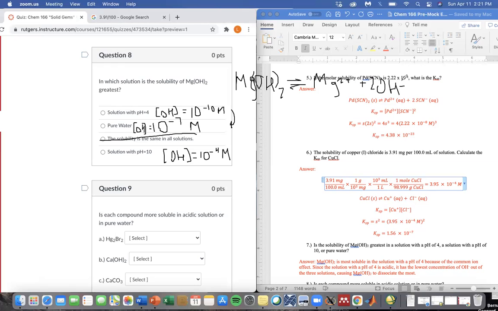If you have a greater concentration of this, which way is the reaction going to shift if you have more of the OH minus? To the reactant side, right? Yeah, it'll shift to this side, and this is the solid side. And so it's going to actually dissolve less. And so because of that, the solution that has the lowest pH is going to have the highest solubility because it's going to have the lowest concentration of OH minus initially.